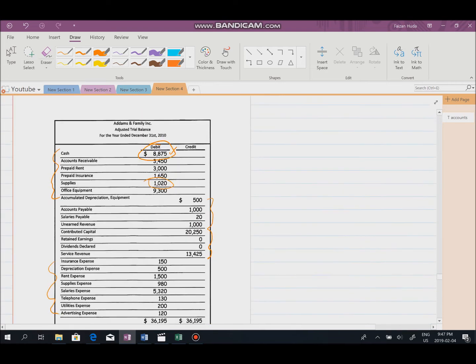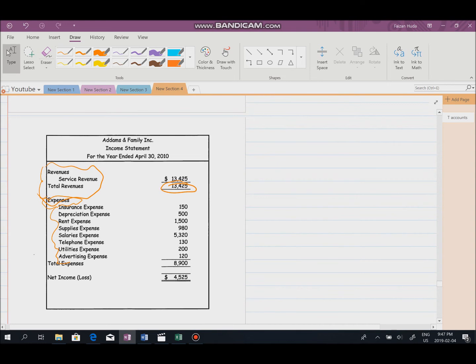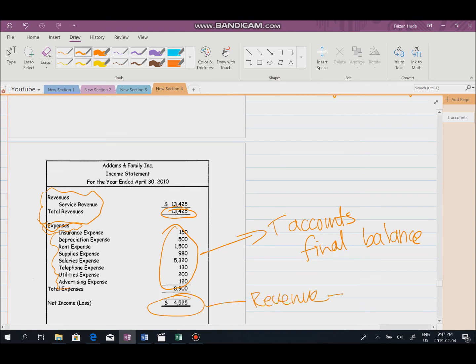So it's really easy to make your financial statement, everything once you're done your T account. All of these values we get them from our T account's final balance. That's it. And to get net income and net loss is pretty simple. You do revenue minus your total expense.